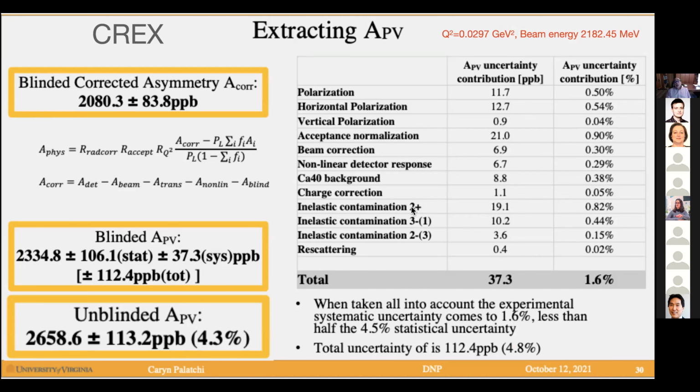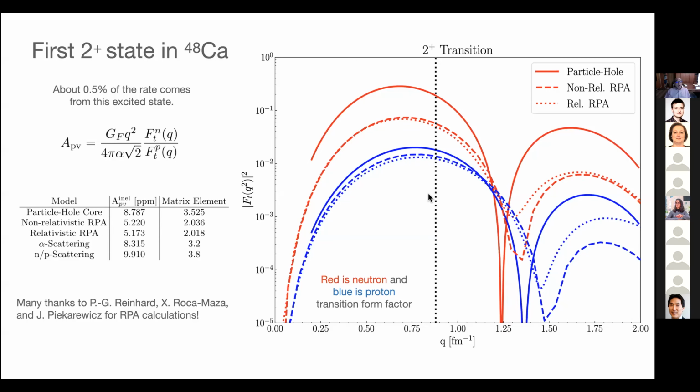So we need a robust estimate of the parity violating asymmetry of this excited state. And we've done that. We can make an estimate in a number of different ways. And let me just take an opportunity to thank P.G. Reinhard, Chevy Rocamaza, and Jorge Piekarewicz for providing RPA calculations of this 2+ excited state in calcium to help constrain this systematic error.